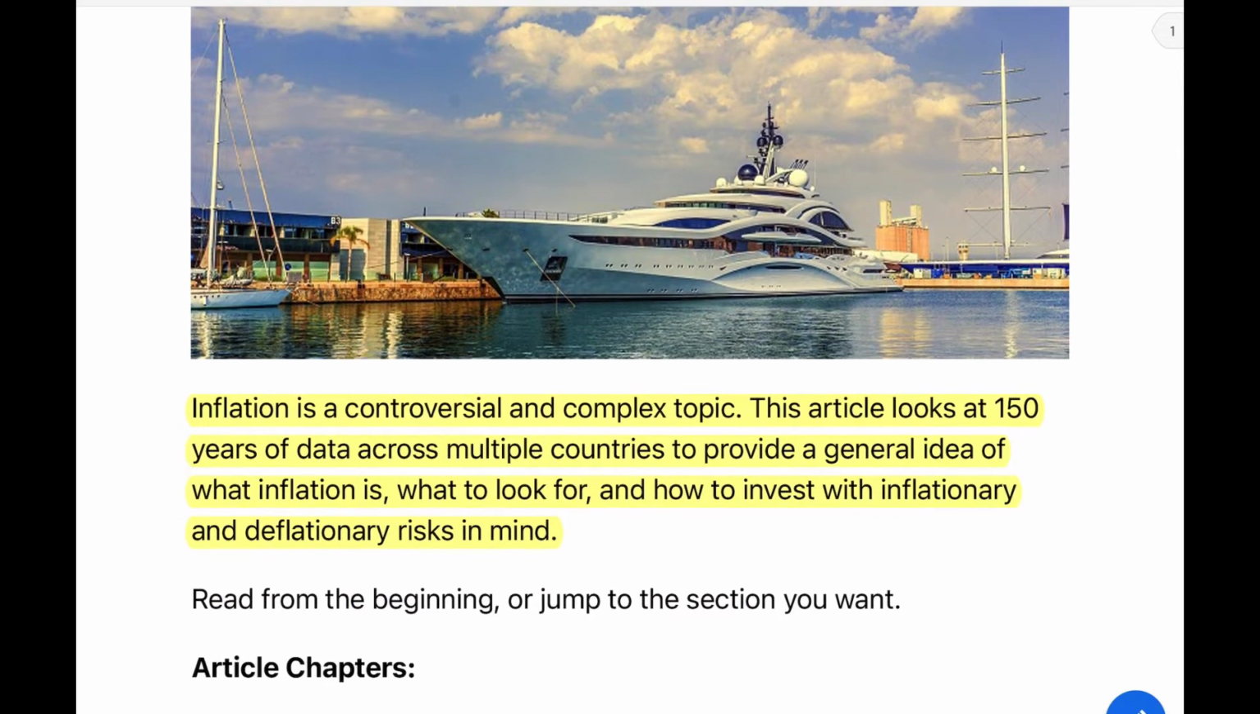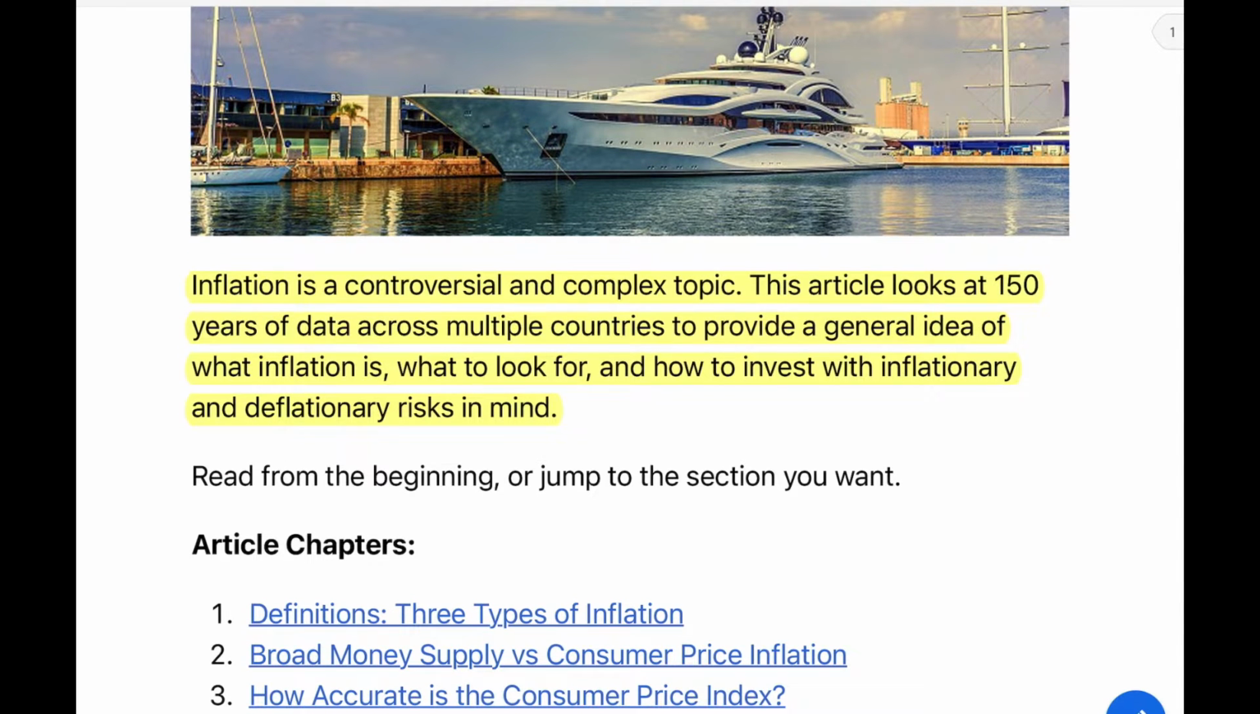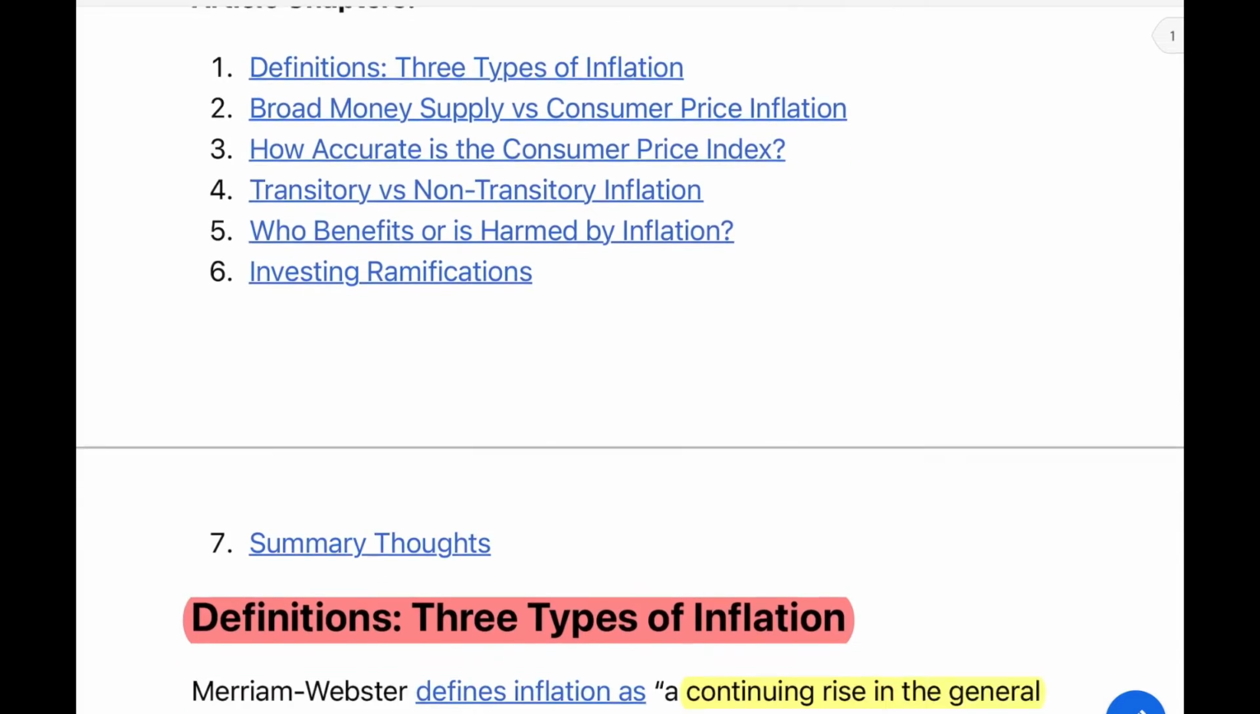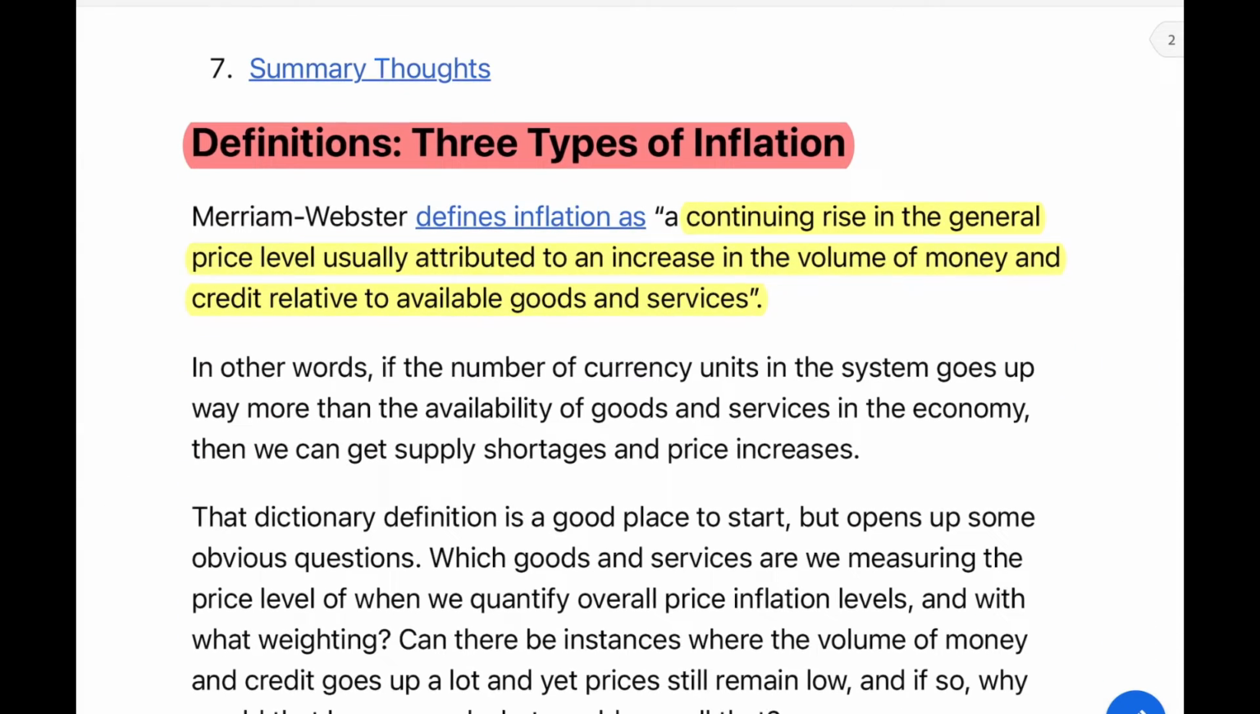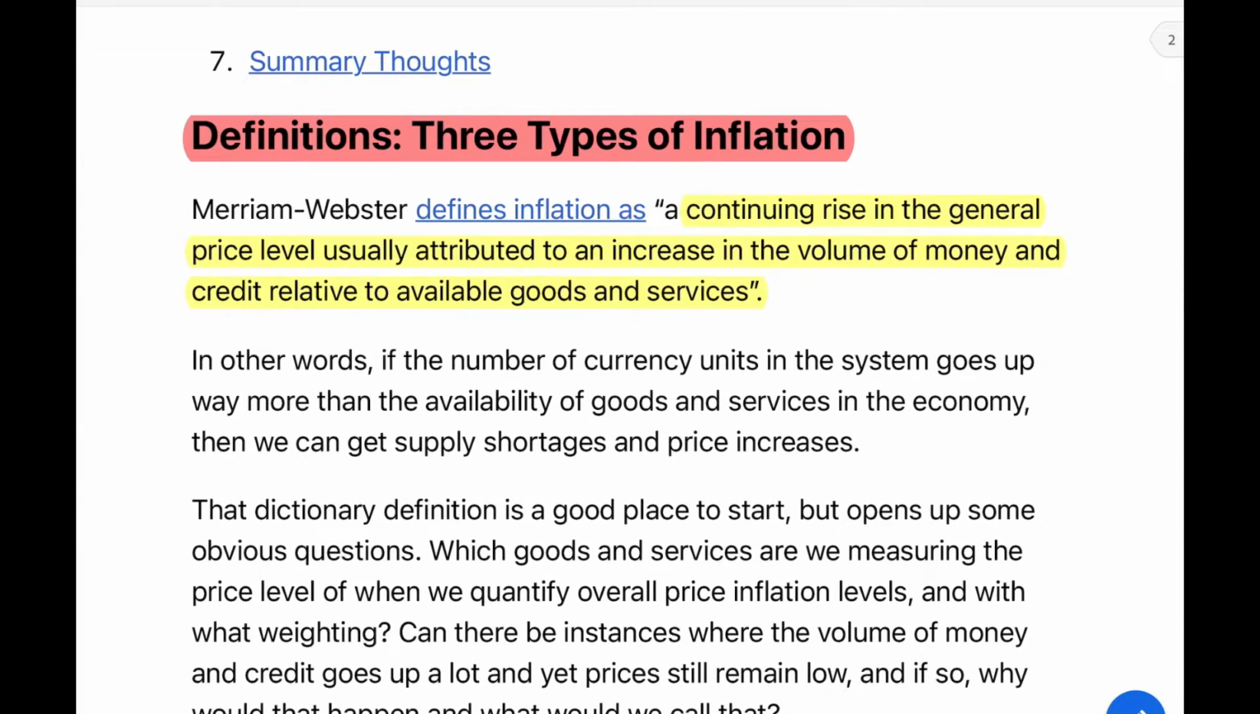So what is inflation? Inflation is a controversial and complex topic. This article looks at 150 years of data across multiple countries to provide a general idea of what inflation is, what to look for, and how to invest with inflationary and deflationary risks in mind. Here's some definitions of inflation. The basic definition of inflation is a continuing rise in a general price level, usually attributed to an increase in the volume of money and credit relative to available goods and services.